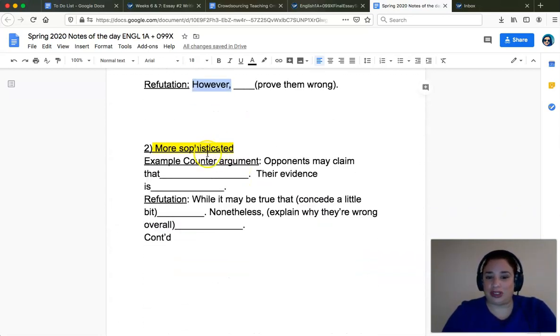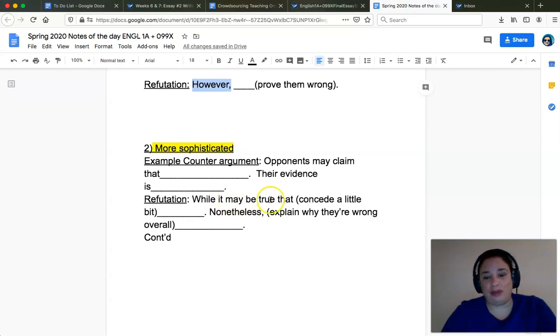If you want to get a little more sophisticated, here is another way to structure it. You can say opponents may claim that, and summarize that point of view. Their evidence is, so you can do a summary, you can do a quote, and then you can show maybe that you are reasonable and agree with it a little bit.